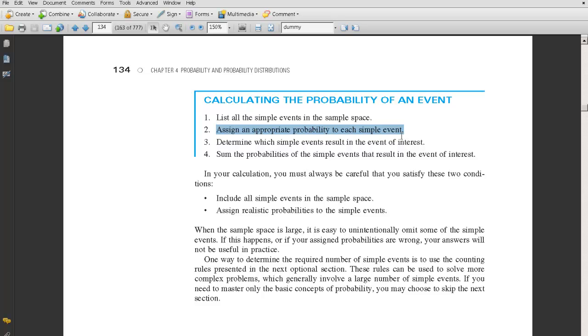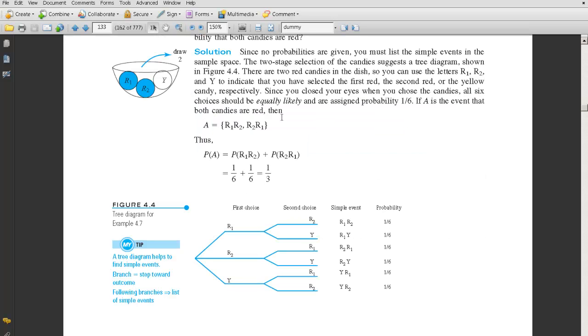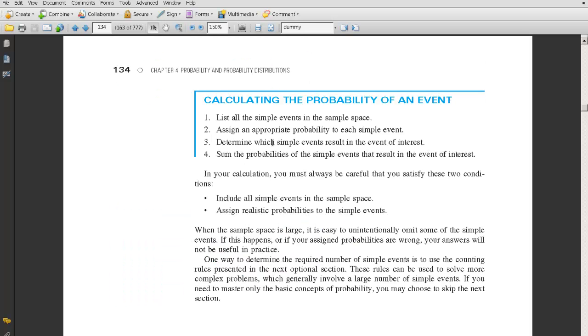Determine which simple events result in the event of interest. So here, the event of interest was getting 2 red. That's what the question asked. So we have to see which of these gives us exactly 2 red, and it's only these 2. So determine which simple events result in the event of interest. And 4, sum the probabilities of the simple events that result in the event of interest. So that's what we did. We added 1/6 plus 1/6.